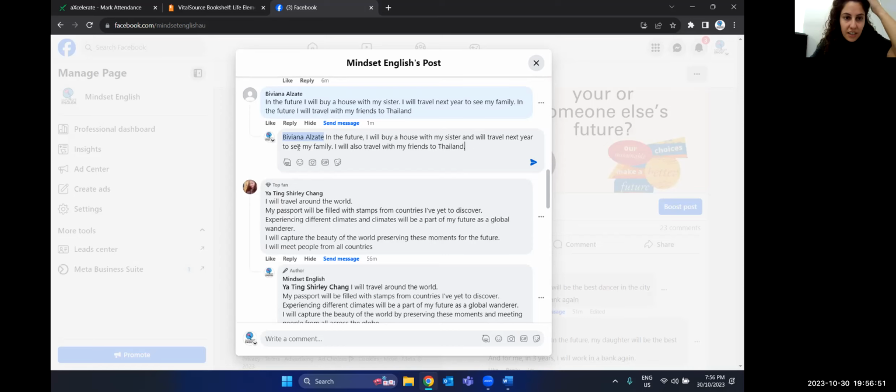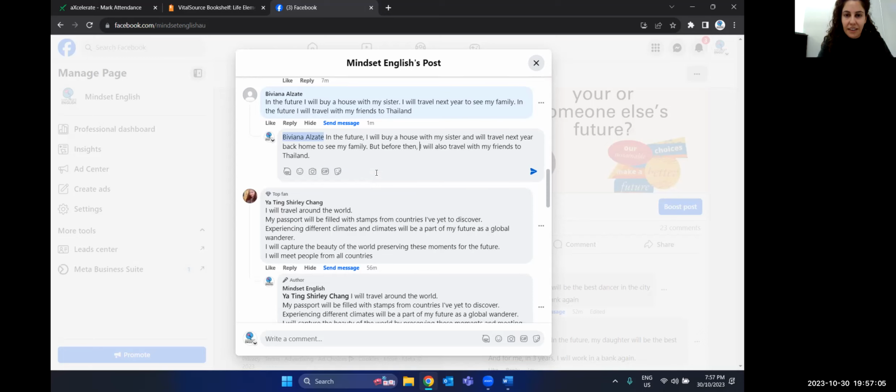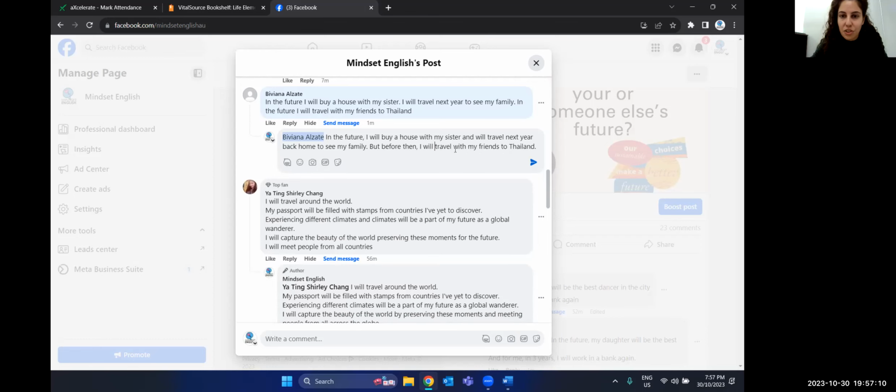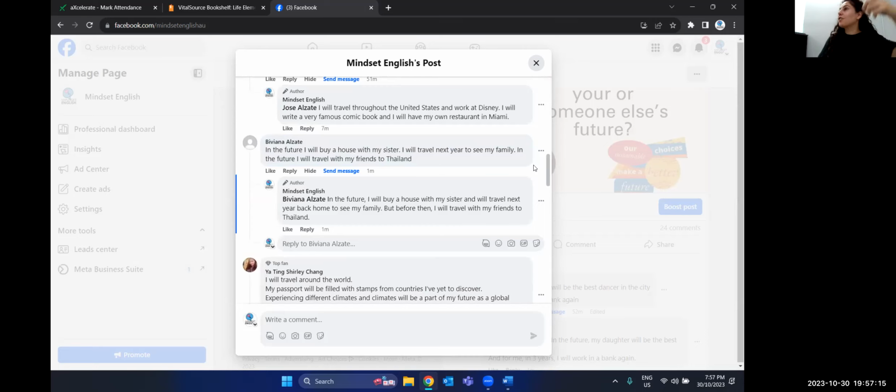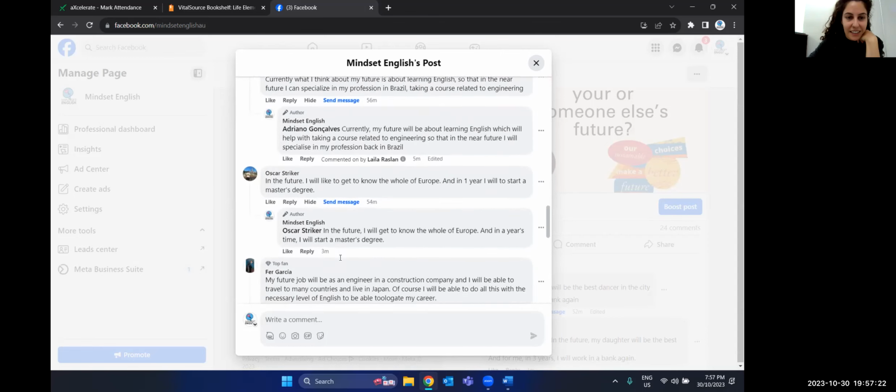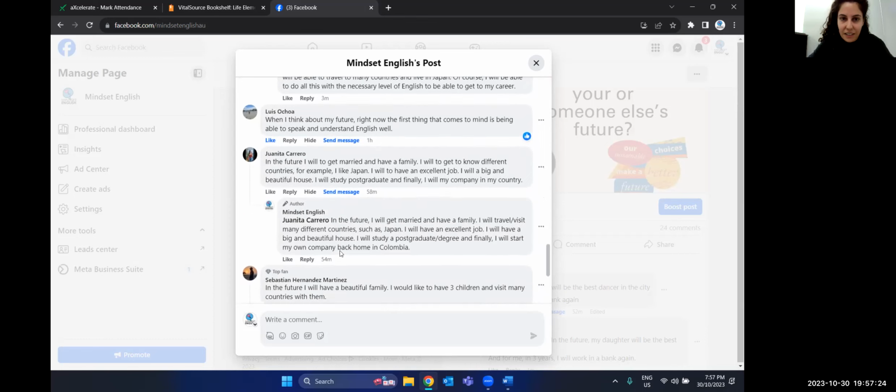I will travel next year back home. I might just put here where, so back home to see my family. Yeah, but before then, just to make it, but before then, I will also travel with my friends. But before then, I will travel with my friends to Thailand. Good. So really good. So you don't need to put that same in the future, in the future, in the future. Only one time, because I know that's what you're talking about. I think that is everyone.